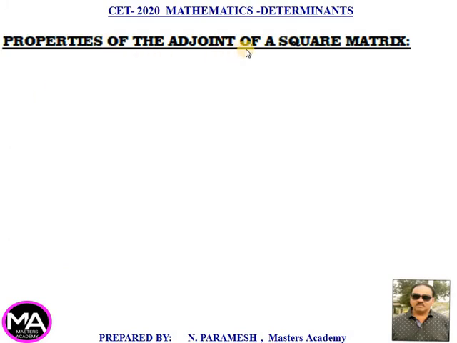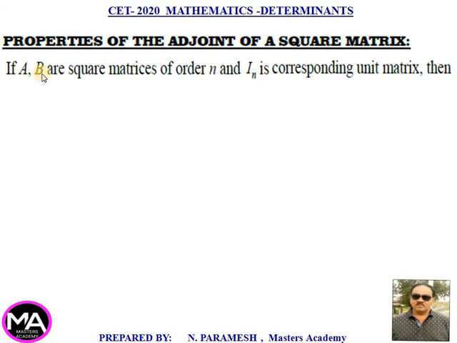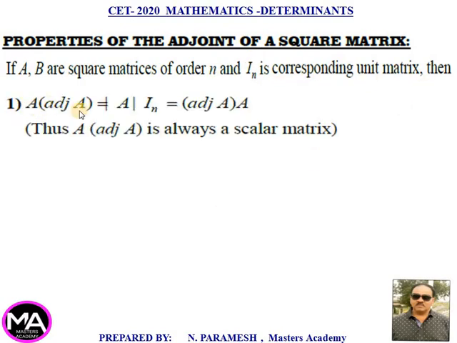Properties of adjoint of a square matrix. If A, B are square matrices of order n and In is the corresponding unit matrix, then first point, A into adjoint A is equal to determinant A into In is equal to adjoint A into A. Thus, A into adjoint A is always a scalar matrix.